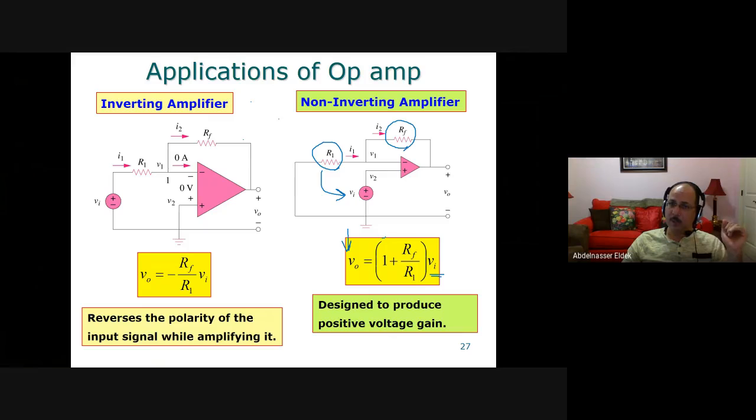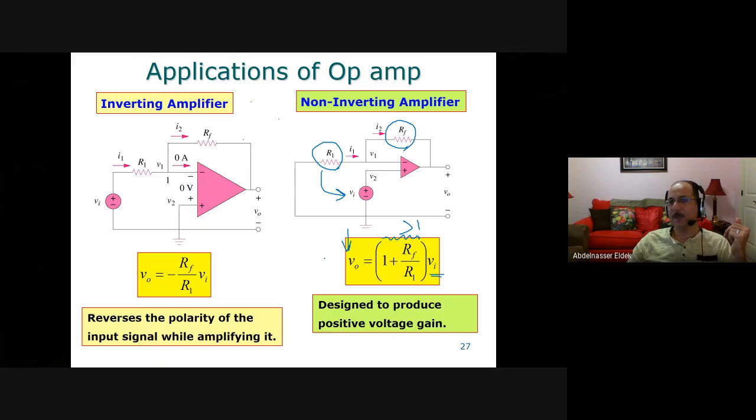This number is always more than 1, because you cannot have negative resistance. So RF and R1 are always more than 0. So 1 plus anything that's more than 0 is of course more than 1. So VO equals 1 plus RF over R1, between brackets, times VI. That's why you call it non-inverting, because you don't have any negative sign here.